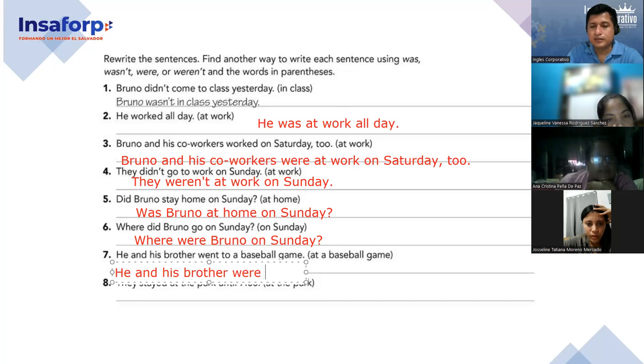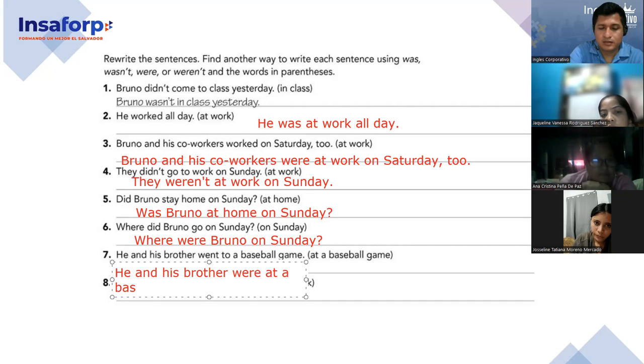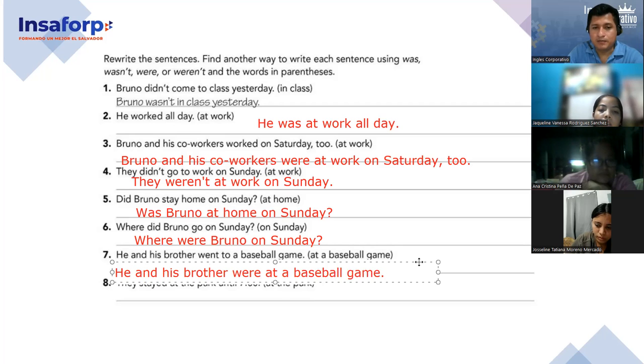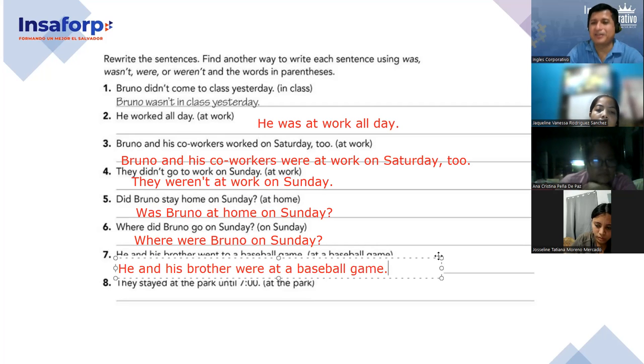Exactly. Where? Where went? Ya no. No se pone el went. Exactly. Ya no went, porque ya ocupó where. Ahora, the information in parentheses. Where, a baseball game. Exactly. At a baseball game. He and his friends were at a baseball game. Very good, Anna. Great job.